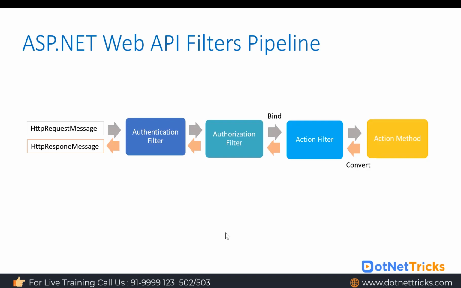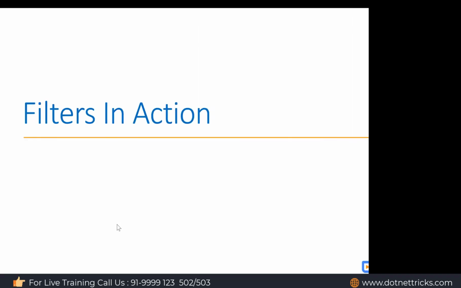But sometimes an exception occurs when this pipeline is executed, and there might be an exception at the action level also. So in that case we have one more filter, that is the exception filter. In the exception filter, we can handle that exception and return a customized error message to the client, like this is the exception, and this is the message corresponding to that particular exception. So this is how the various filters in ASP.NET Web API are executed. Filters in action.